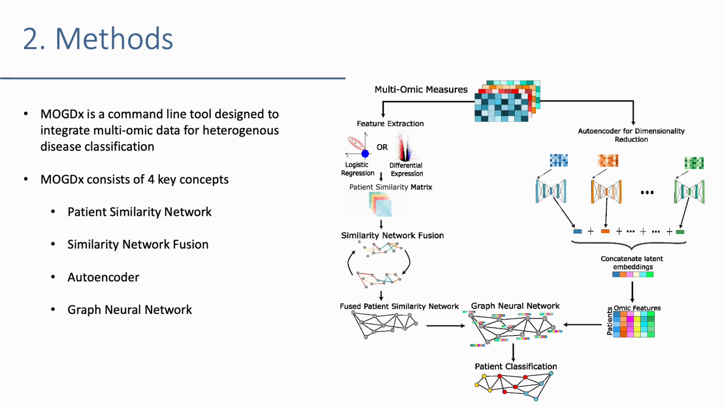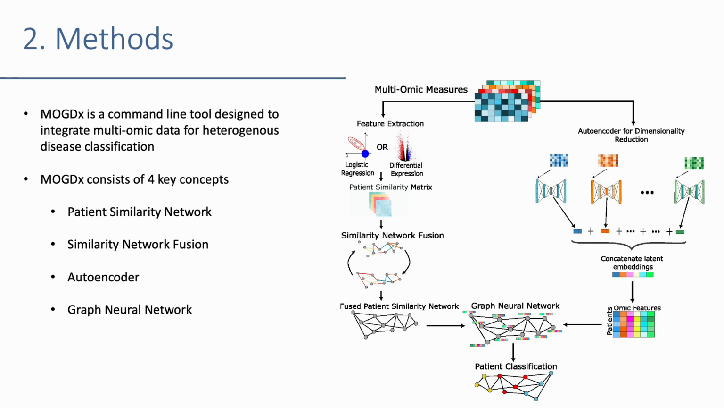MOGDx is a tool which can be run on the command line and consists of 4 key concepts. A patient similarity matrix is a computational framework that represents the similarities and relationships between patients based on various features or characteristics. We constructed our patient similarity matrix from the most predictive features of each omic measure. The k-nearest neighbors algorithm was then used to construct a network for each omic measure, and these networks were integrated using similarity network fusion. Similarity network fusion is a computational method of network integration, which leverages the strengths of each network, capturing complementary information and improving the accuracy and robustness of analyses.